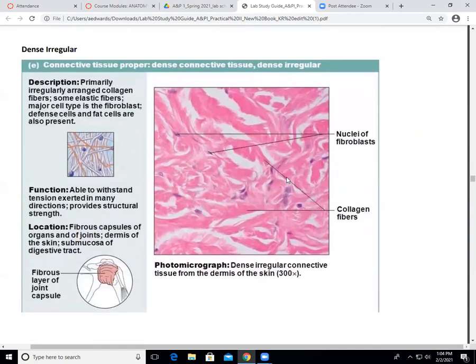Now this is dense irregular. Okay, so does this look wavy? Does this look like the last one? Okay, is it packed tightly though? Are the fibers packed tighter than the loose ones? Yes. So it's still dense, but it's irregular. So it's a dense irregular. Okay. All right. See this in joint capsules, and dermis.